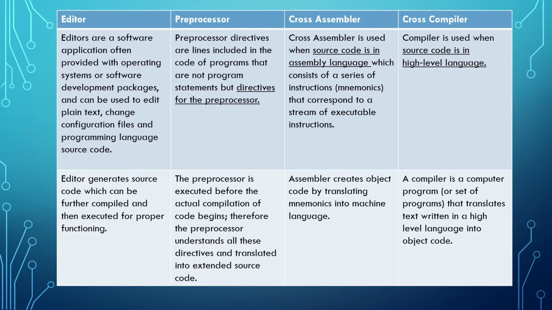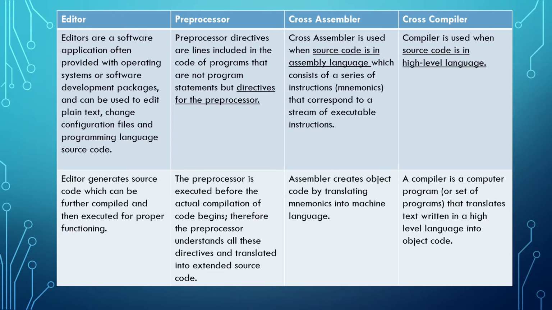Next comes the preprocessor. The preprocessor directives are the lines included in the code of programs but are not included inside the program. They are just program statements, which are the directives for the preprocessor. They are mainly used to ease the program. For example, when we use the print statement or the input output statement, these preprocessor directives would simplify it.